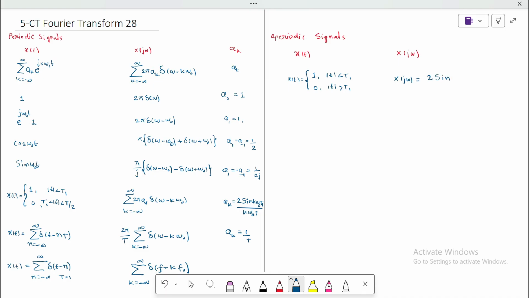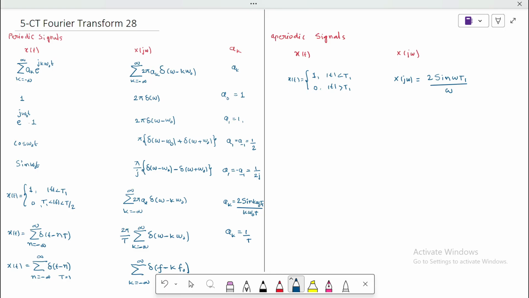So 2 sine k omega naught t1 by k omega naught must be replaced by omega and t1 by omega, since we already set T to 1 here. Once you remember this formula, you can easily write the Fourier transform for the aperiodic rectangular pulse.